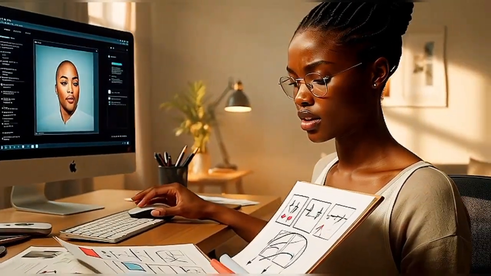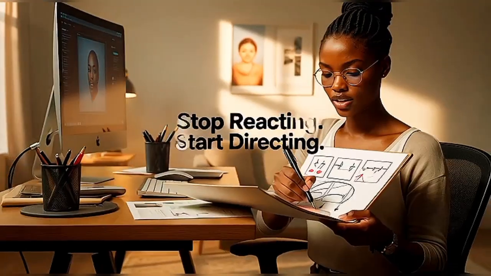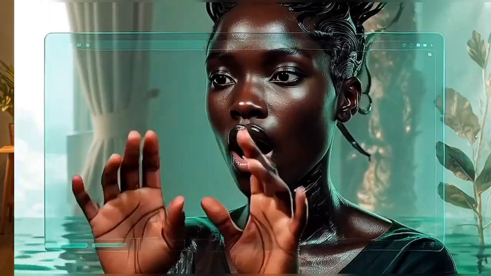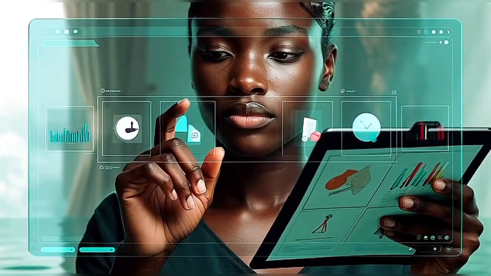But after a while, I realized something. I was just reacting to what the AI gave me. I wasn't directing it. I was letting the AI lead, and I was just following. That's experimenting, and experimenting is good. You need to experiment when you're learning. But at some point, you have to shift from experimenting to directing. Here's how I made that shift.